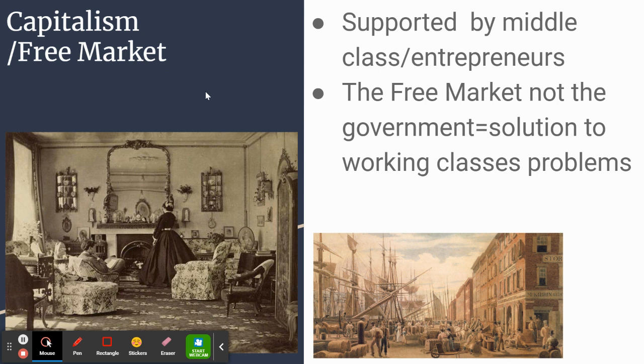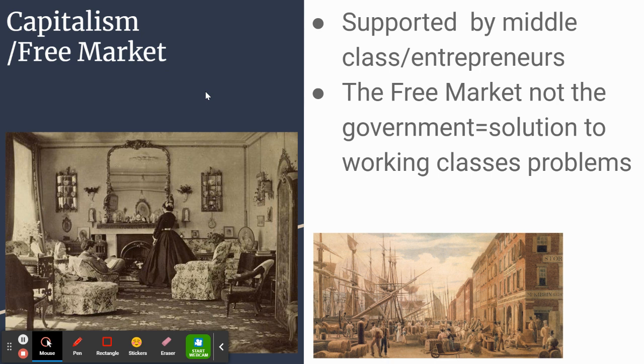Capitalism is going to be supported mostly by that middle class that is growing during the Industrial Revolution, because they are the ones that are selling things. They're the ones opening the businesses. They're the ones running the stores. They want as much business as they can get.